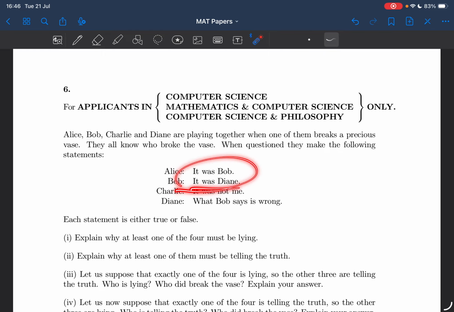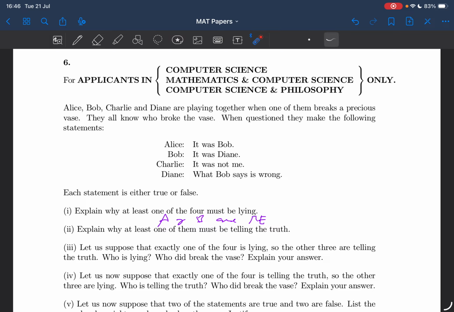Well, these are mutually exclusive. It can't be Bob and be Diane, because just one of them breaks the precious vase. So Alice and Bob are mutually exclusive. They cannot both be true together. I think you can do a few other things as well. Diane's just calling Bob out, so Diane and Bob cannot both be telling the truth either. So explain why at least one of them must be lying.